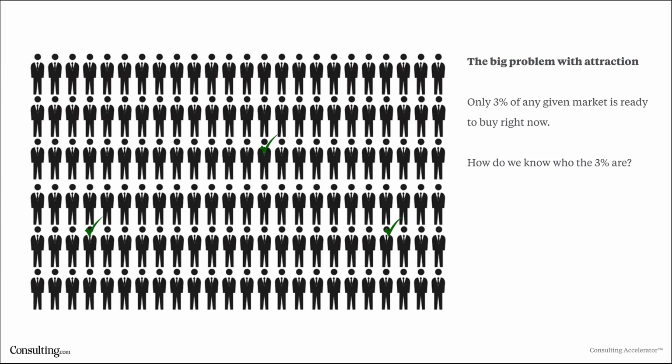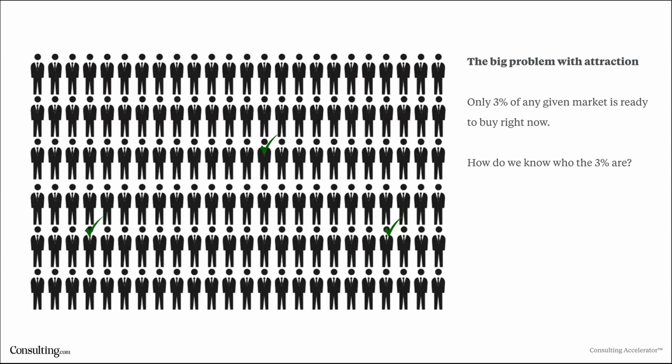And we have that similar problem to the lion when it comes to client attraction. We discussed this in the Alchemy of Client Attraction module earlier this week. The big problem with attraction for us is that only 3% of any given market is ready to buy right now, and we need to know who these 3% are. If there are 100 people on the screen, and the ones with the green tick next to them are the ones that are going to buy, we need to know who these 3 are.